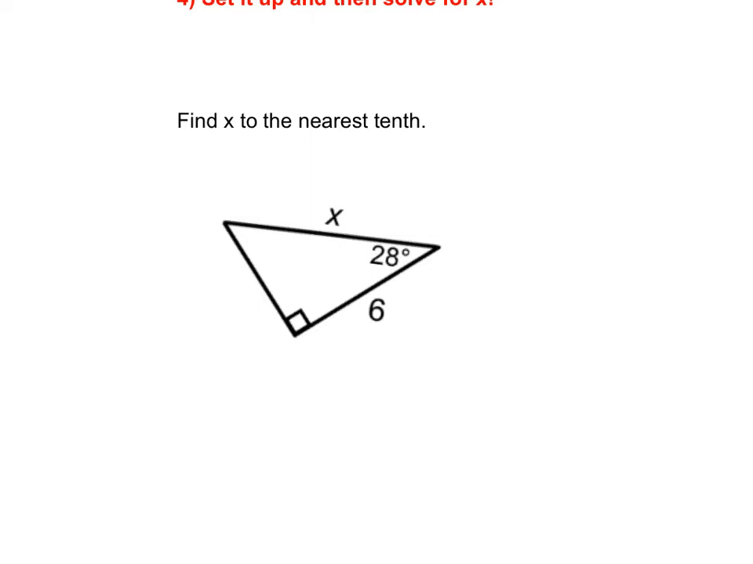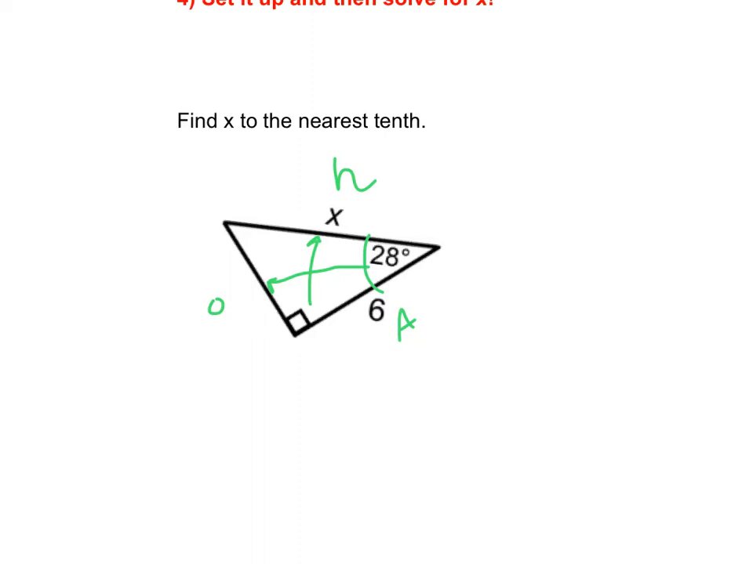So again, we want to label our reference angle. I'll label it in green again, just to be consistent. And now we label our sides. So for instance, we always label our hypotenuse first, which is across from our right angle. So x is our hypotenuse. Our opposite is right over here. And our adjacent is always our last but not least. It's our 6.